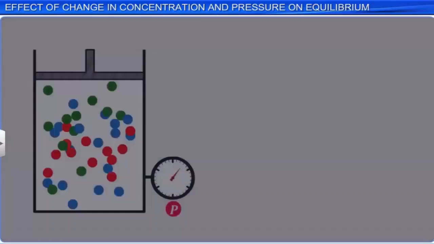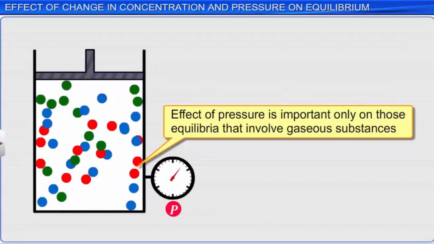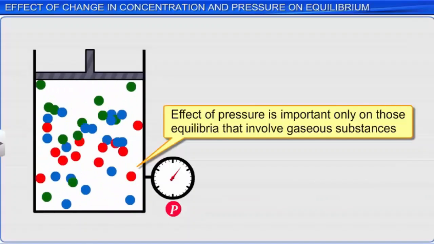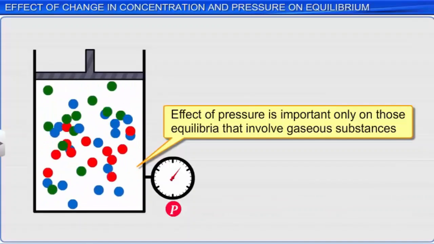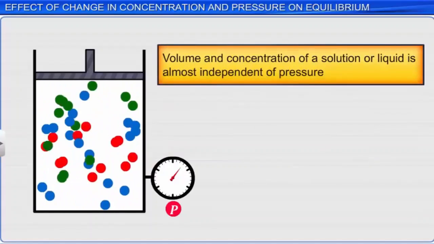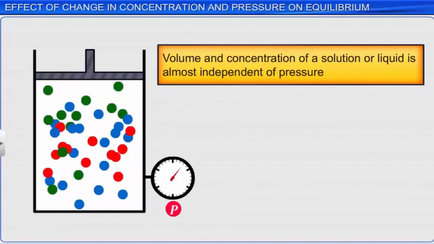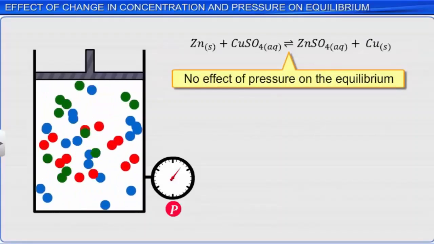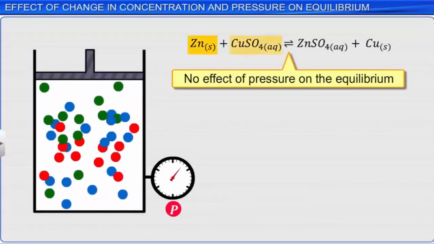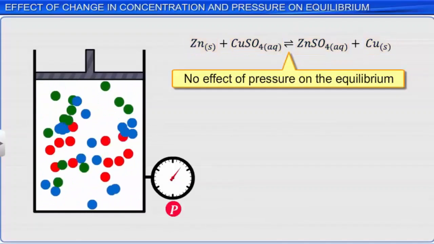The effect of pressure is important only on those equilibria that involve gaseous substances and not on equilibria that involve liquid and solid phases. This is because the volume and concentration of a solution or liquid is almost independent of pressure. For example, pressure has no effect on the equilibrium reaction between solid zinc and aqueous copper sulfate to give zinc sulfate and copper, which involves only solid and liquid phases.